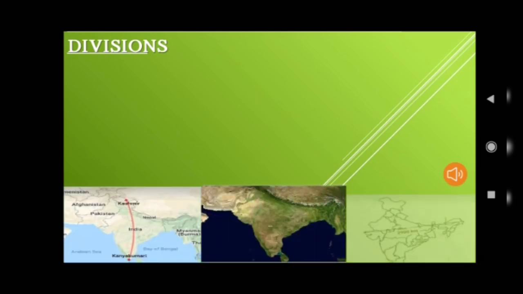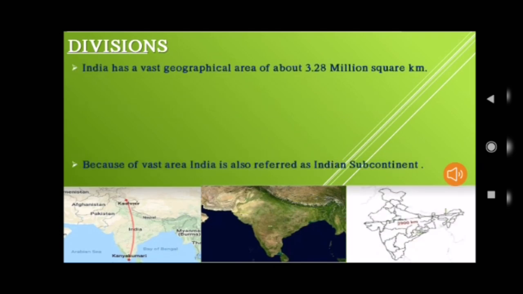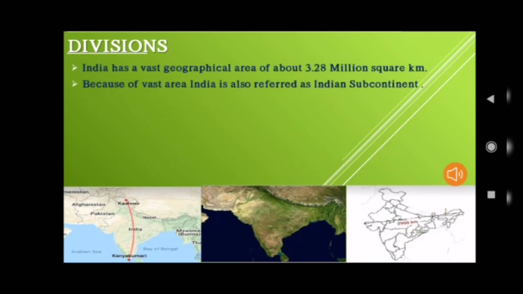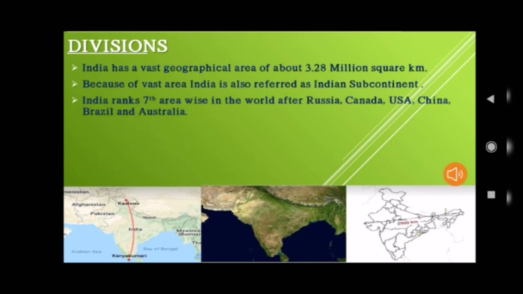Let's take a look at India's size and administrative divisions. India has a vast geographical area of about 3.28 million square kilometers. Because of its vast area, India is also referred to as the Indian subcontinent. India ranks 7th area-wise in the world after Russia, Canada, USA, China, Brazil and Australia.